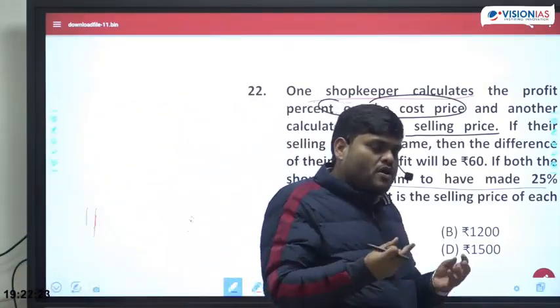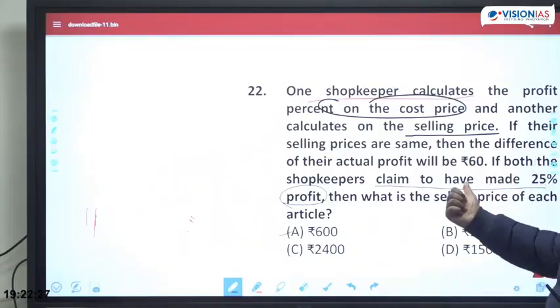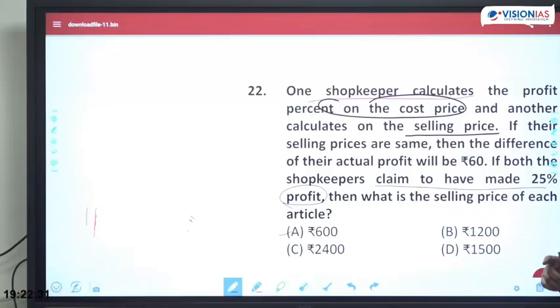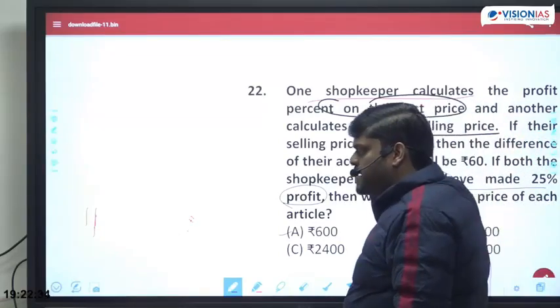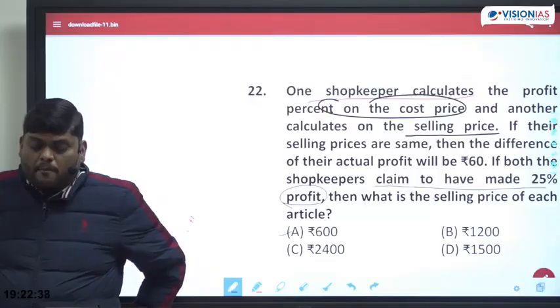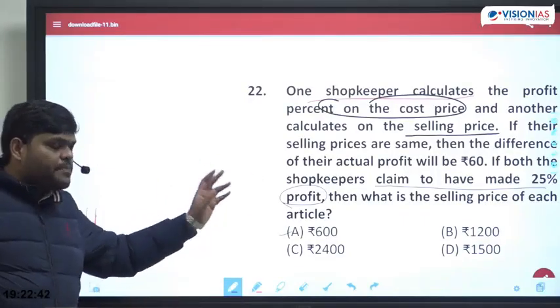I'm not able to feel connected. What is my next approach? Again I will read the question because the mental map has not formed. I'm not able to frame the mental map, how to approach this question. Okay? So I was not able to interpret the question.